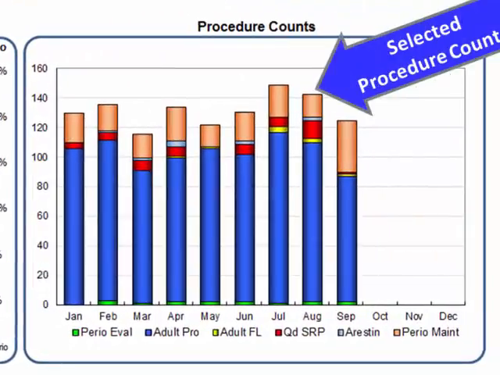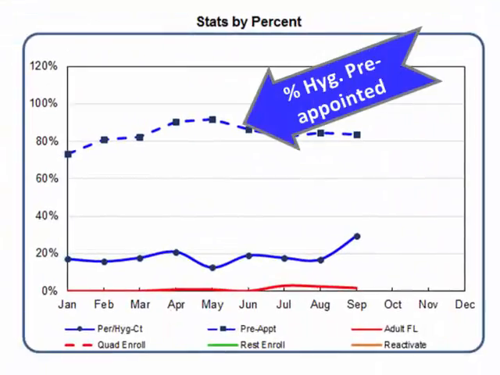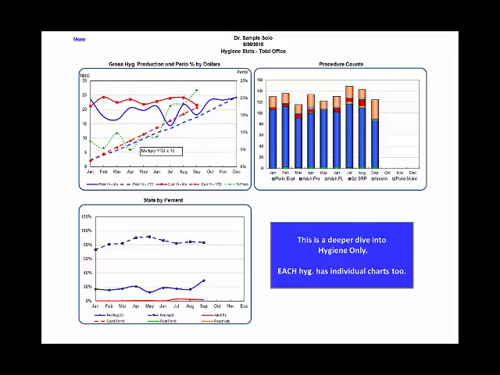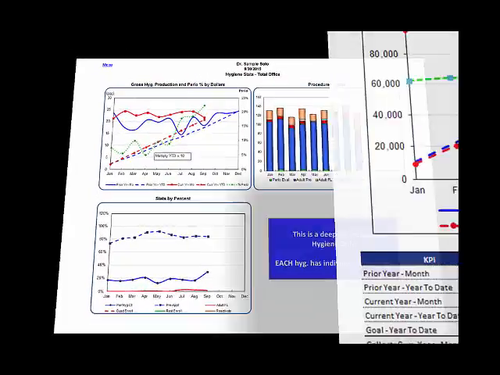Then we have selected procedure counts: Arestin, quads of scaling and root planing, adult prophies, etc. Down lower left is a fascinating stat. That is what percent of your hygiene patients get pre-appointed. So again, each hygienist, up to 16 per practice, has this data.